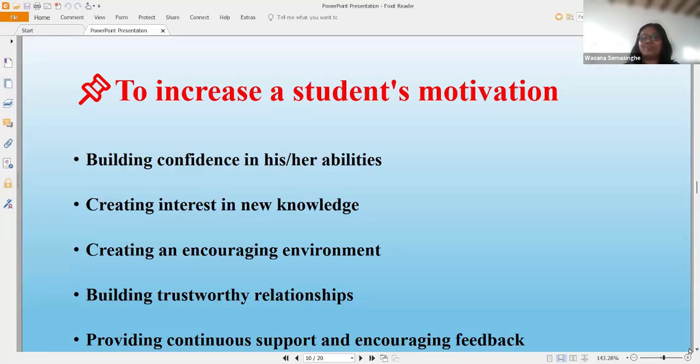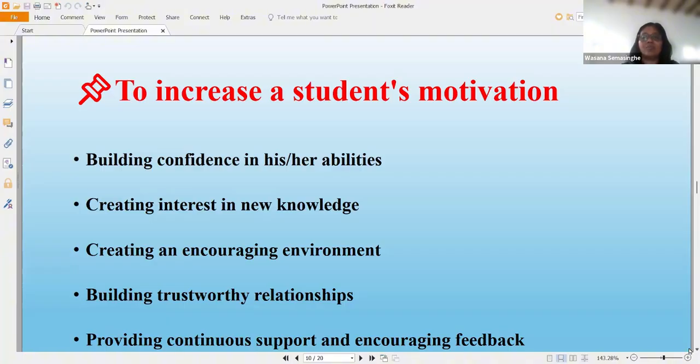Explain it to yourself. Let's talk about the first one. Read the first one. Building confidence in her ability. Students are more motivated when they believe they can succeed.